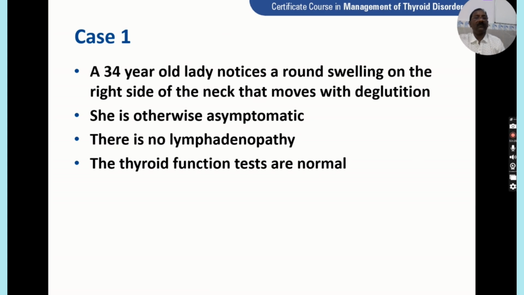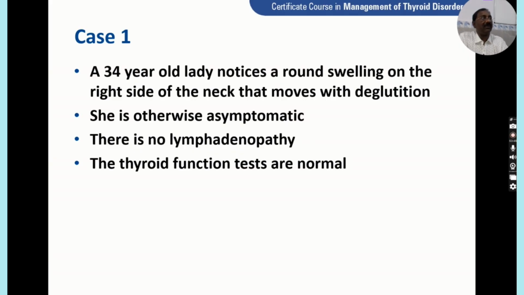A 34-year-old lady notices a round swelling on the right side of the neck that moves with deglutition. This is a very important clinical examination. For any mass, you ask the patient to swallow. It moves with deglutition, so definitely it is attached to the thyroid gland.